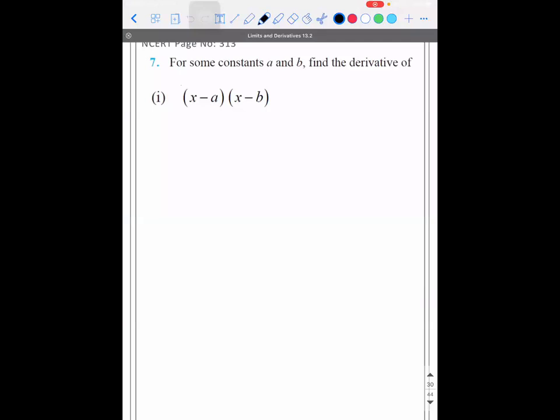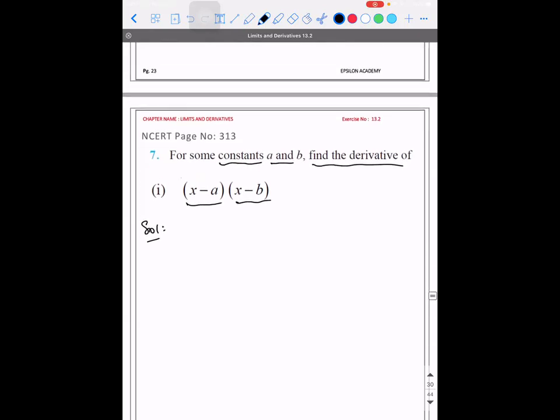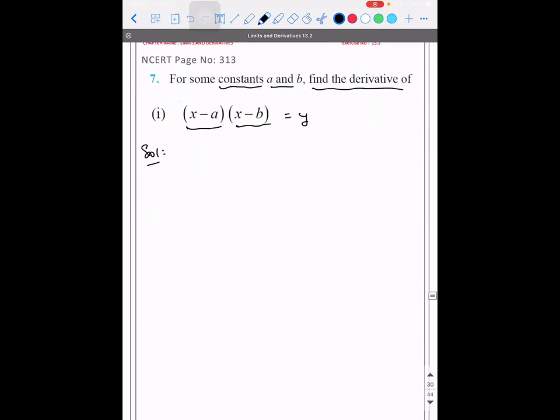Listen. For some constants a and b, find the derivative of (x minus a) into (x minus b). So if this is taken as y, then what is dy by dx?